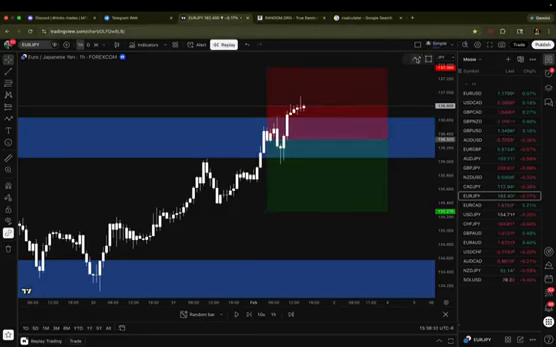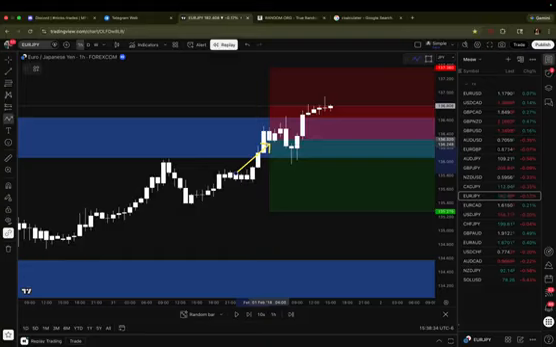Okay, so we would have entered this trade. Now here's what would have happened. We would have entered it right here. The next candle goes back up. The next candle goes back up. The next candle goes up and then comes down.